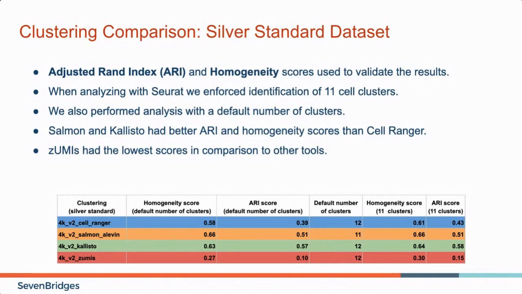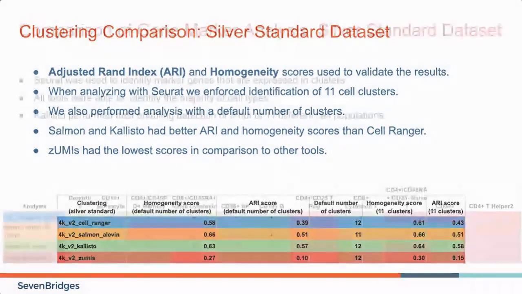Also, we performed analysis with Seurat's default settings. From the table, we observe Salmon and Callisto had slightly better adjusted rand index score and homogeneity score than the Cell Ranger, while Zoomies had the lowest scores in comparison to other tools. Again, Callisto seems to be performing the best in comparison to others. Next slide, please.